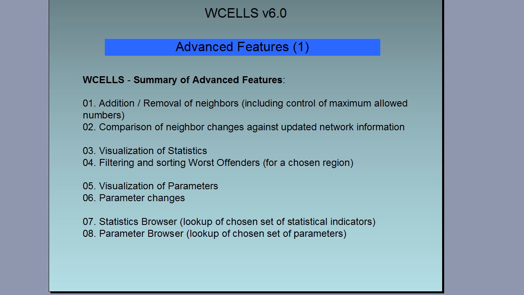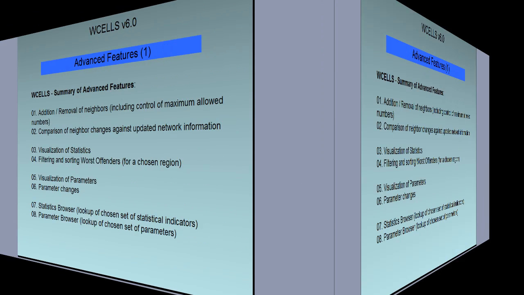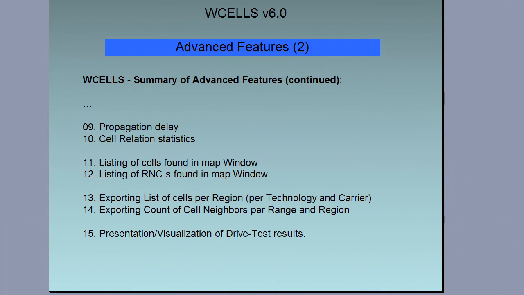Then we can use two browsers, statistics browser and parameter browser, for a lookup of chosen set of statistical indicators or parameters. Then we can visualize propagation delay on the map, and also we can visualize cell relation statistics. We can list cells found in map window or list RNCs found in a map window.